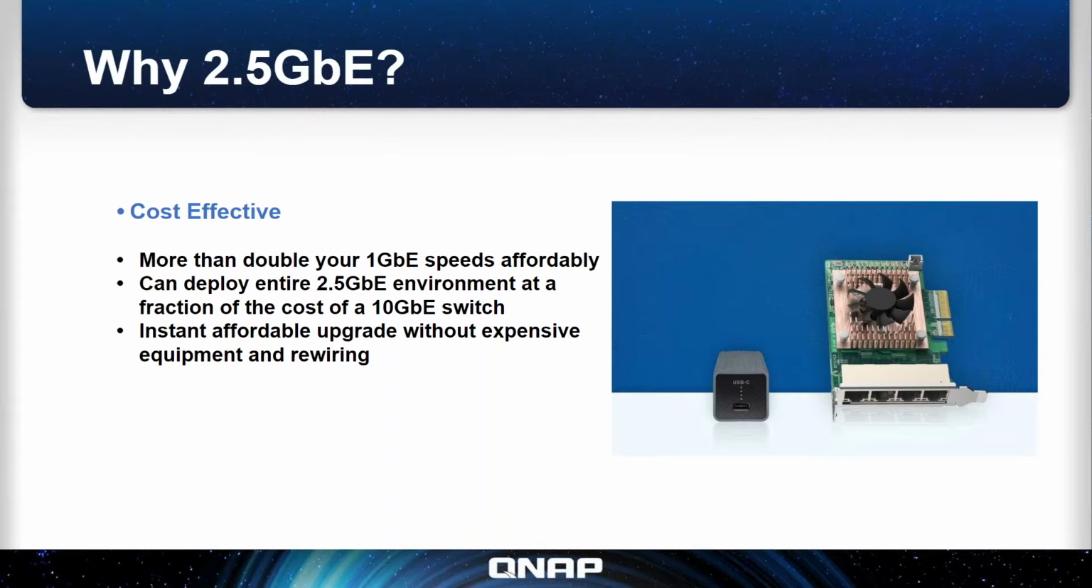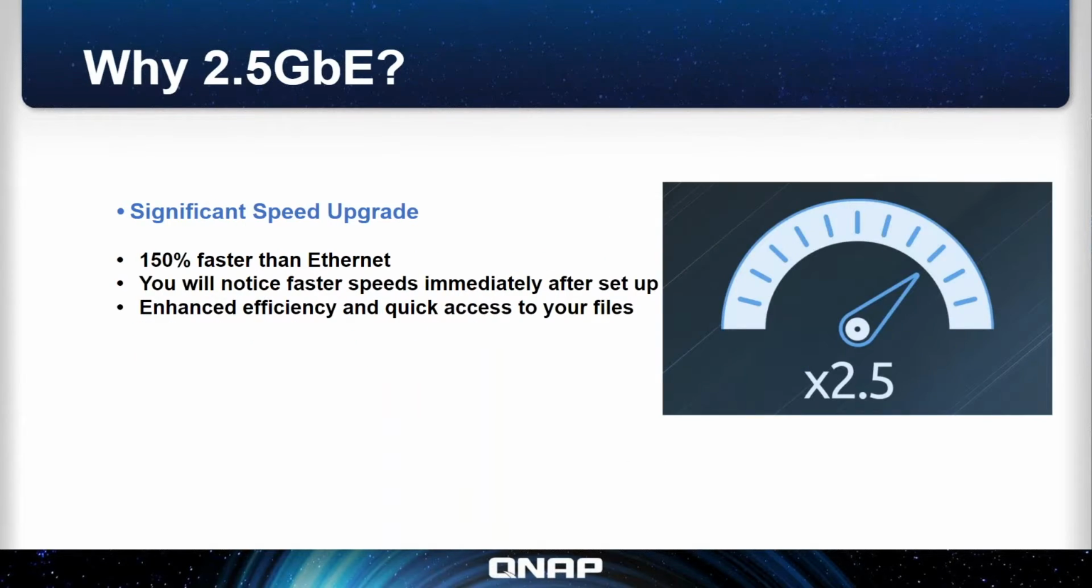Next, obviously significantly faster speeds. With 2.5 gig, you can get up to 150% faster speeds than regular 1 gig Ethernet. So the small investment alone can more than double your network speeds, and it's definitely something worth considering.